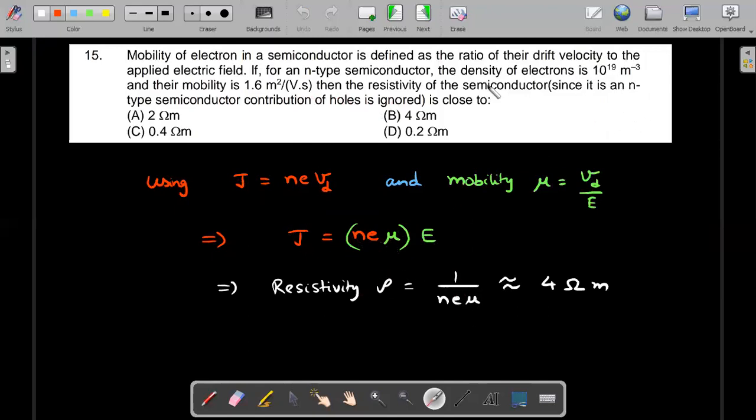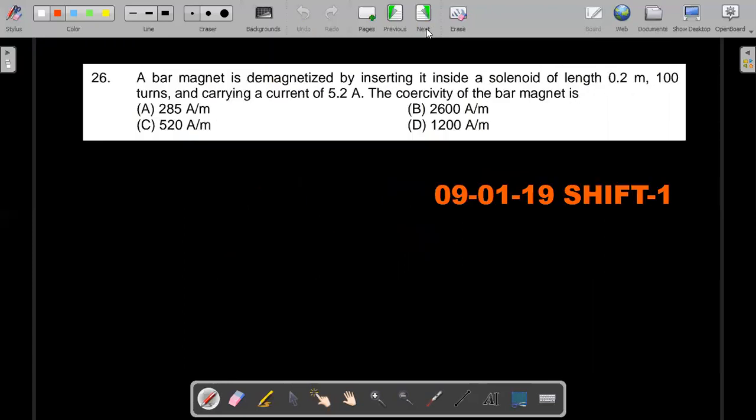Substitute nicely the three values that he has given, N, e and mu, and e should be, you all know, 1.6 into 10 power minus 19. When you do that, you end up getting 4 ohm meter. Okay, right. So next one.